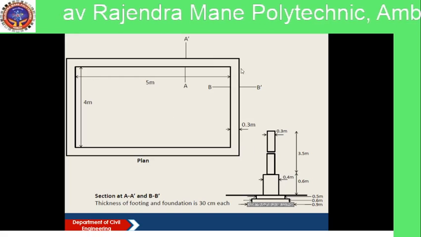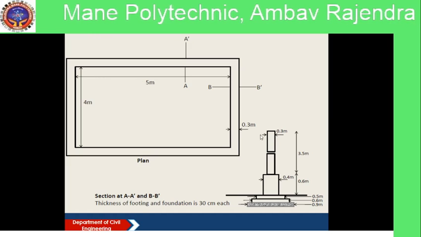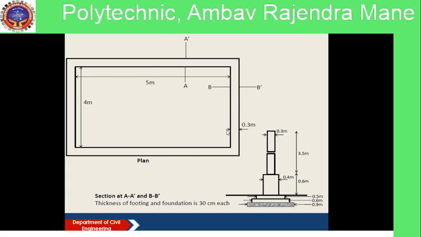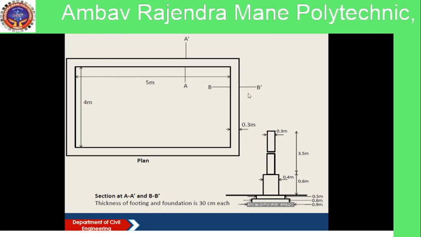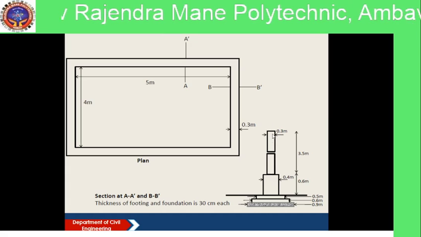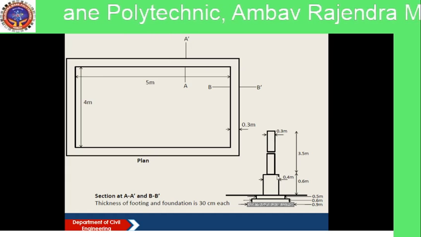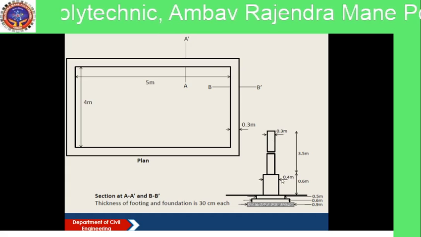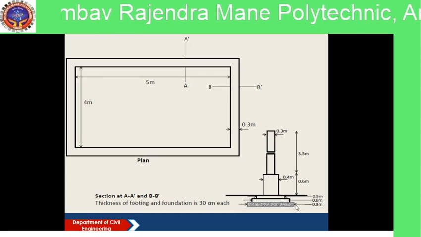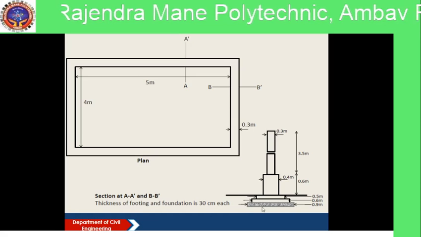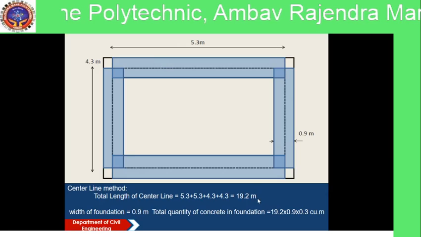This is a plan of a single room having dimensions 5 meter by 4 meter. The width of the superstructure wall is 0.3 meter, and this is section BB. This is the superstructure wall, having width 0.3 meter. This wall at plinth level has width 0.4 meter. This is the PCC foundation having width 0.9 meter. Then second, this is the foundation brickwork for the first step.